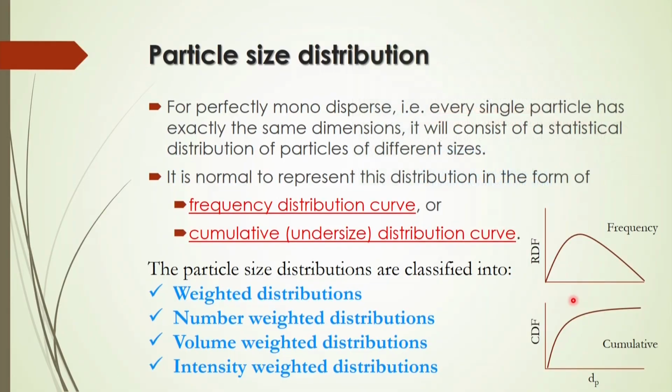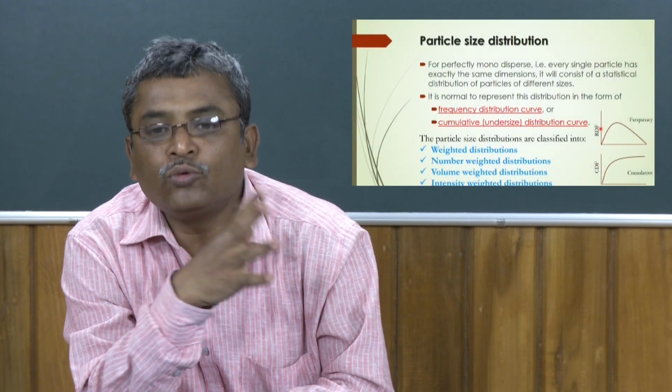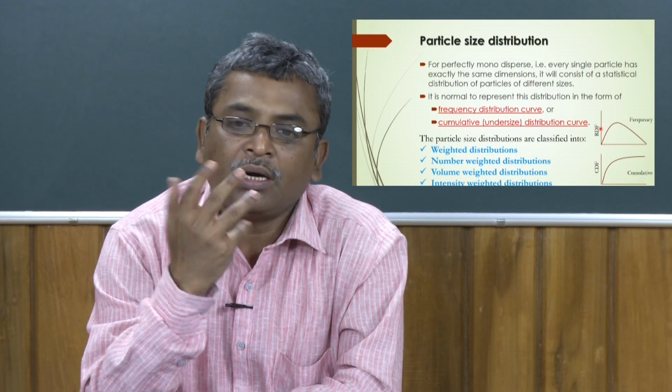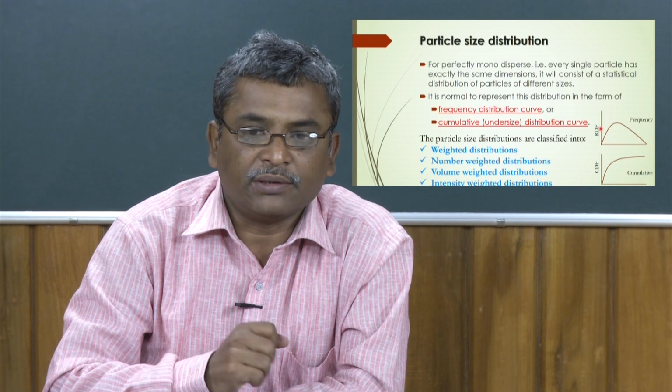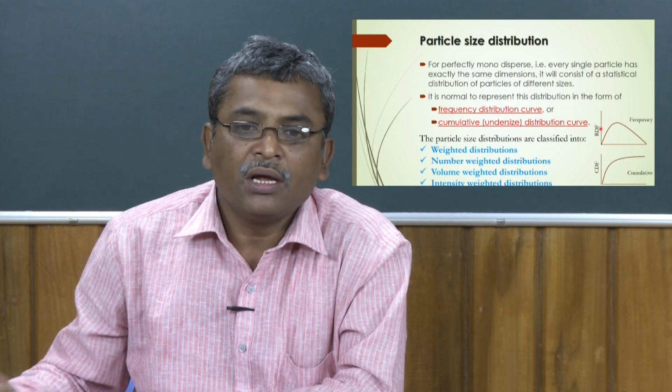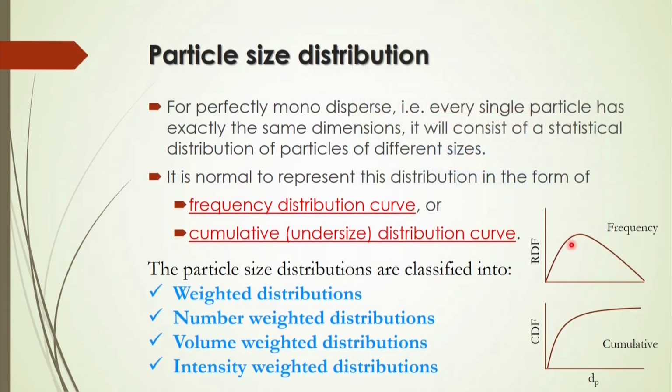Here in frequency terms, the x axis is the diameter of the particle, and the y axis is the RDF. RDF means relative density frequency. In a particular class, how many particles out of the total number of particles, that is called the relative frequency function or relative density frequency function. The distribution will be like this, and from it you can say at which particle diameter there is the maximum number of particles in the sample.